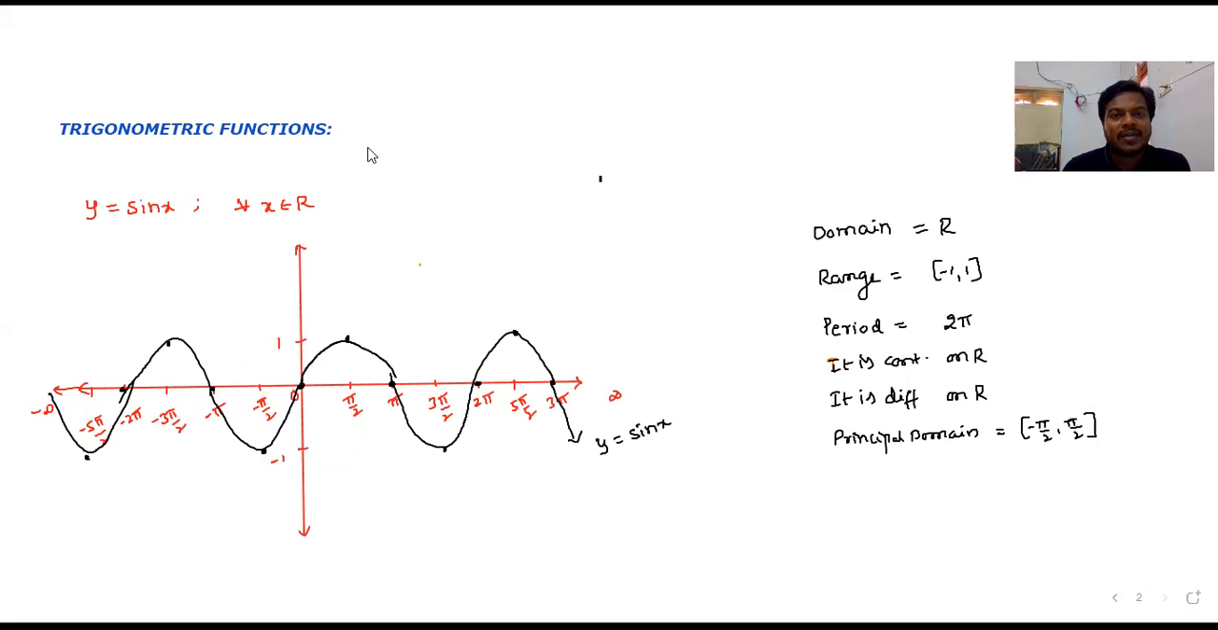And in the same Cartesian system, I am going to explain the graph of y equal to 1 by sin x. That means y equal to cosecant x. Let us see. The sine graph ranges from -1 to +1.